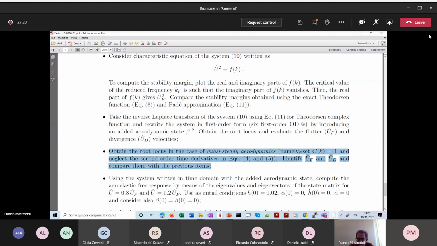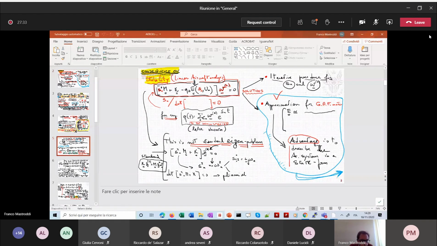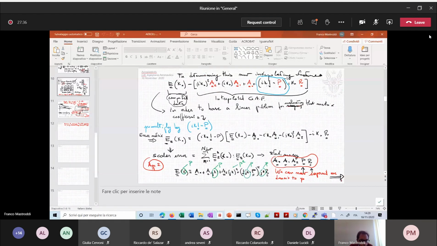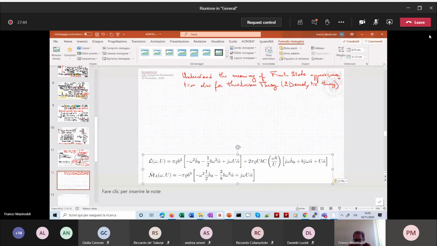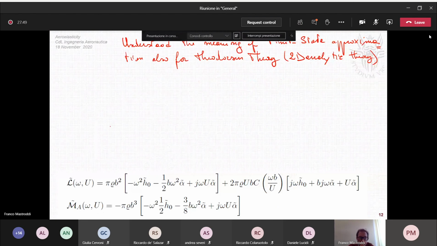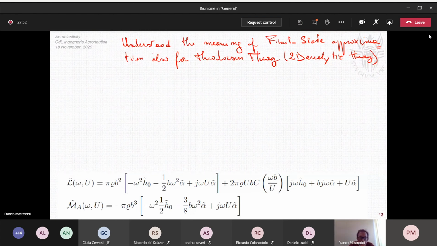This is the point of the quasi-steady aerodynamic approximation. What do I mean by quasi-steady aerodynamic approximation? If you consider the final formula for the aerodynamic terms, we have, so for exercise 3, we have understood the meaning of the finite state approximation, because also in the case of the Dawson theory, we have considered an added state.